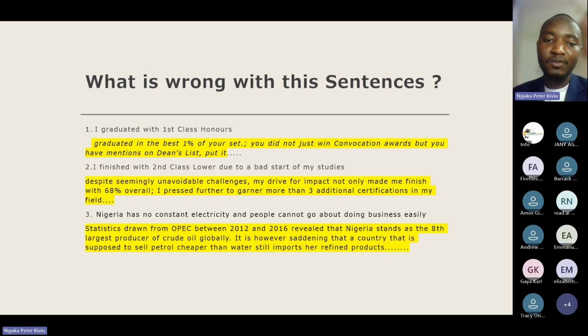So this problem is so negative when you just state this, but again, you have not given us an opportunity to quantify what you're talking about. Maybe the person who's reading your essay is from, let's say, Budapest. He doesn't know anything about Nigeria. So when you say there is no constant electricity, he thinks maybe there's totally no electricity.